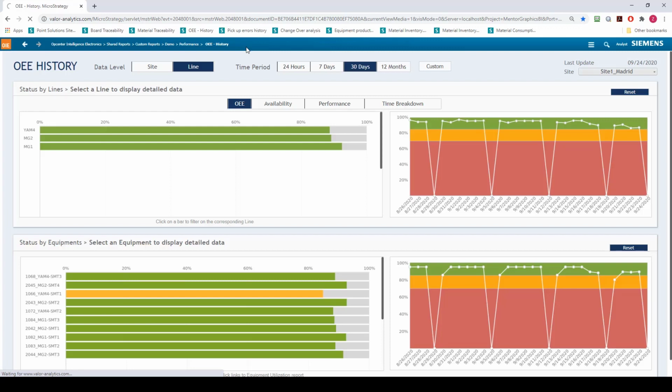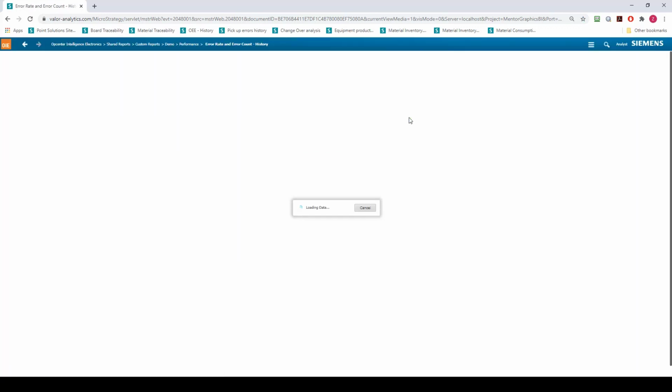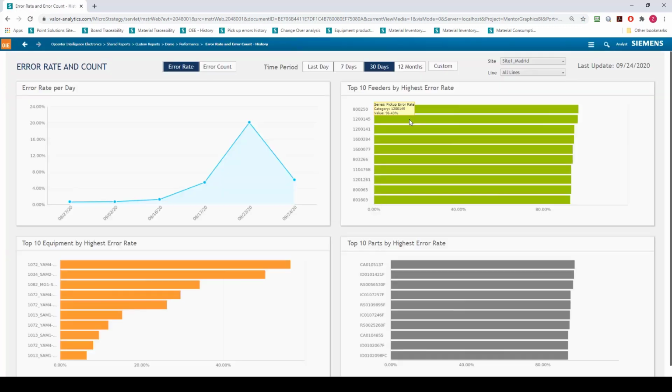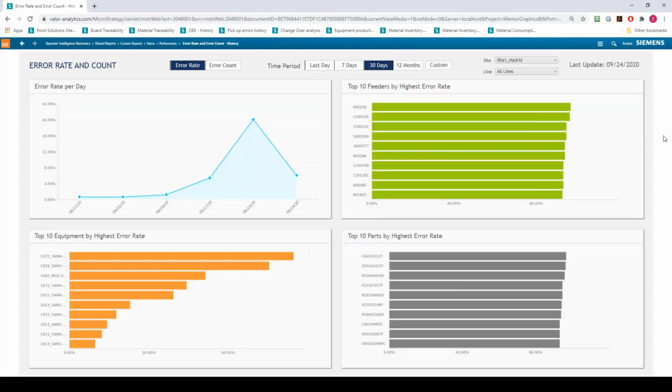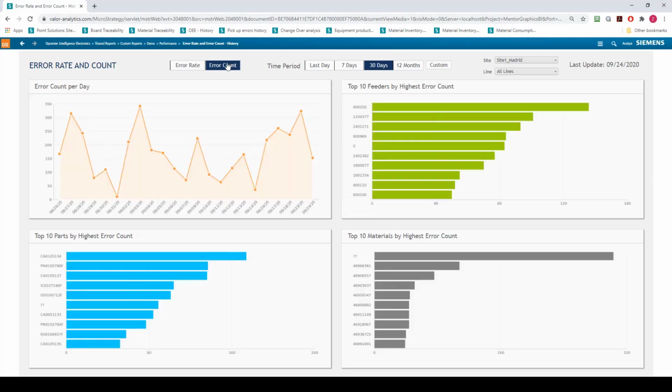The next sample report is Pickup Error History, used to identify trends related to pickup errors. The pickup error rate can be viewed as a historical trend by the worst performing equipment, by the worst performing feeders, or by the worst performing materials. The report can be viewed by the error rate or the raw error count. The data can be filtered by site, by line, or by a specific time period.